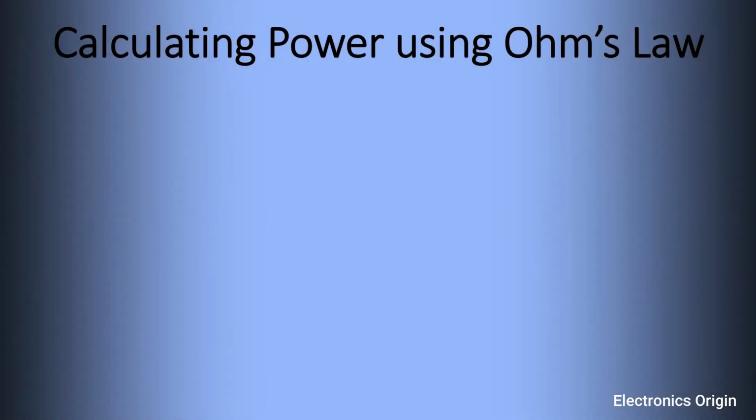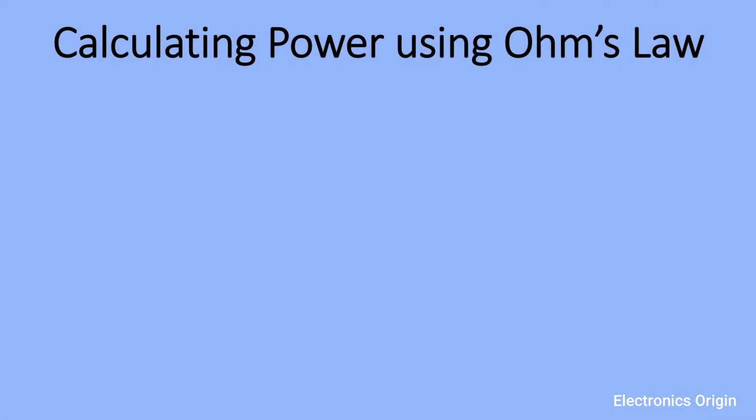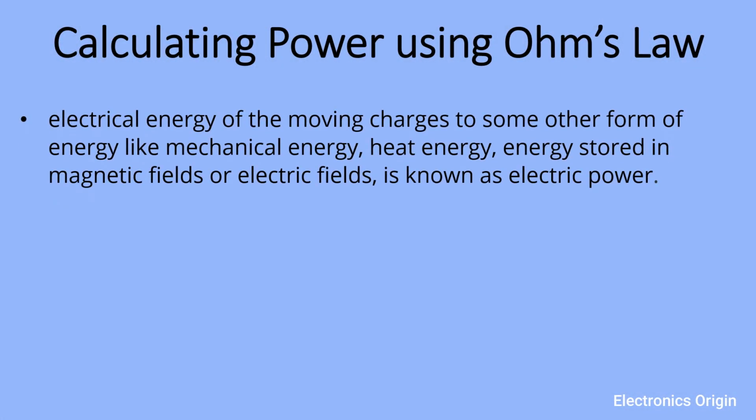Calculating electrical power using Ohm's law. The rate at which energy is converted from the electrical energy of the moving charges to some other form of energy, like mechanical energy, heat energy, energy stored in magnetic fields or electric fields, is known as electric power. The unit of power is the watt. The electrical power can be calculated using Ohm's law and by substituting the values of voltage, current and resistance.